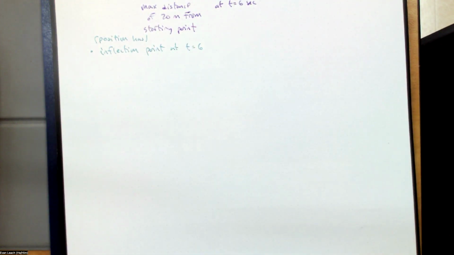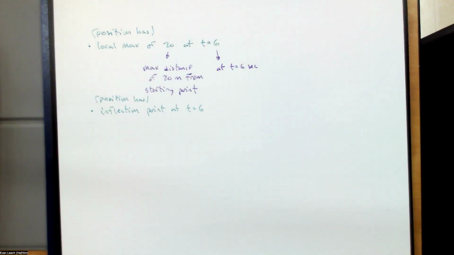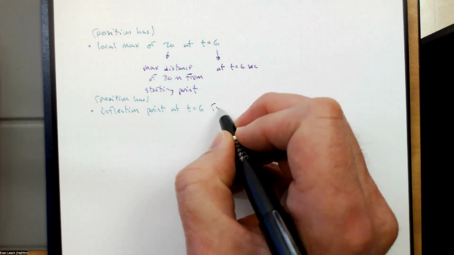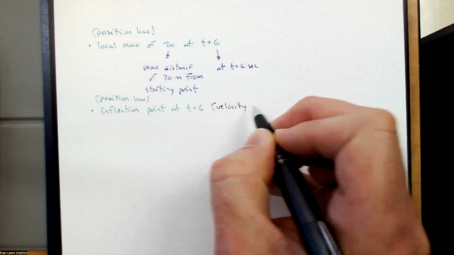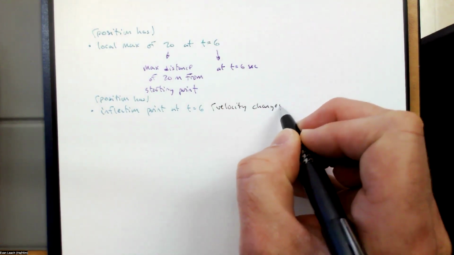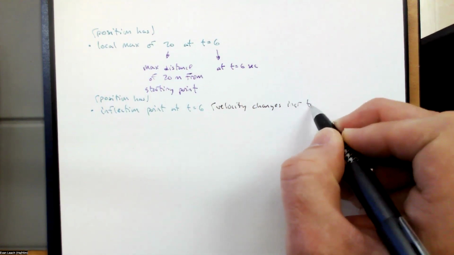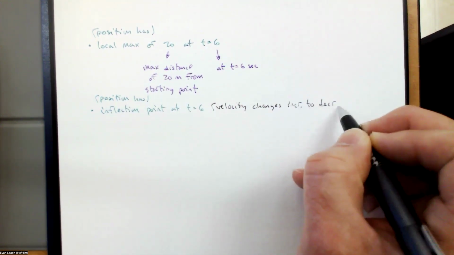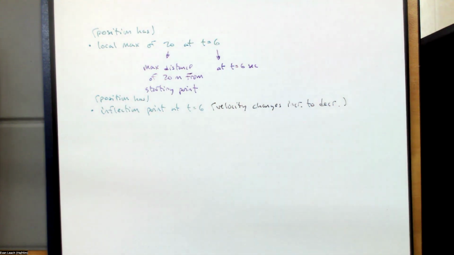So the position has a local maximum of 20 meters at 6 seconds. The position has an inflection point at 6. The velocity has changed from increasing to decreasing. So the position changes from concave up to concave down.